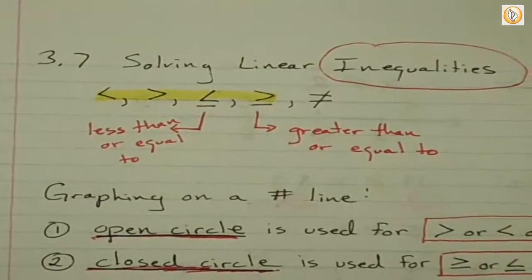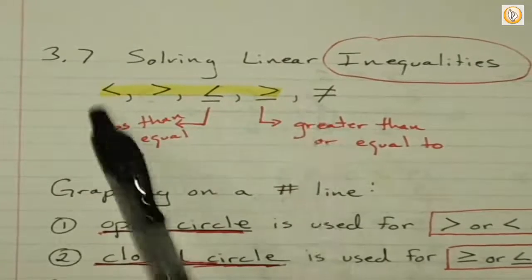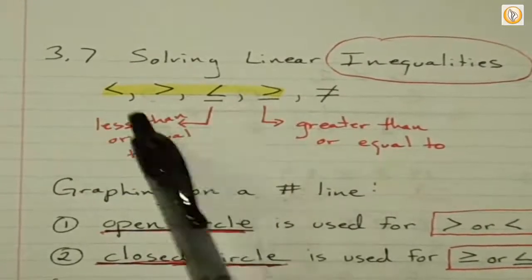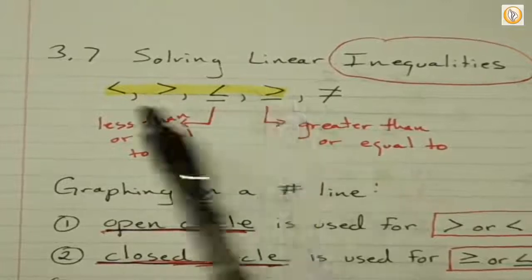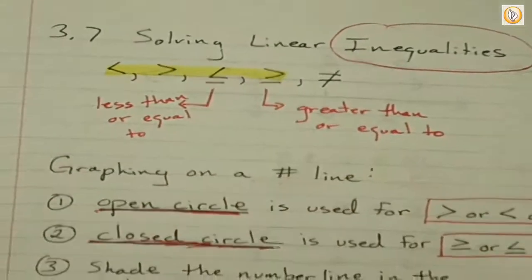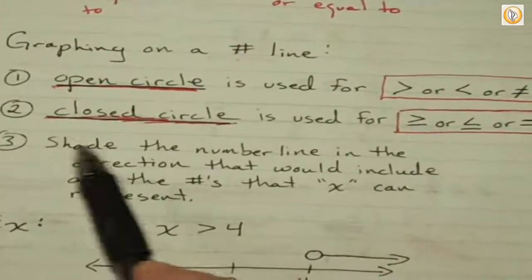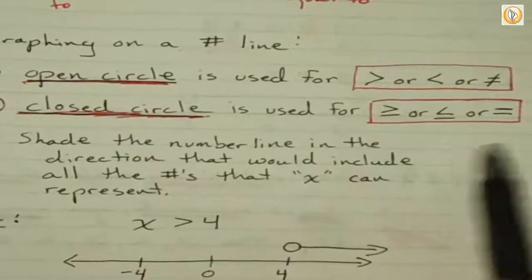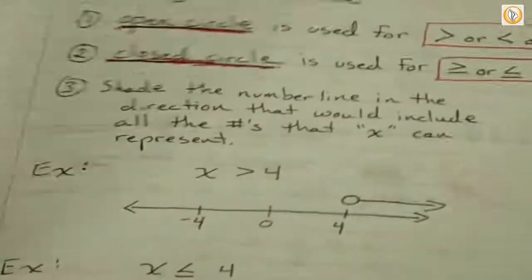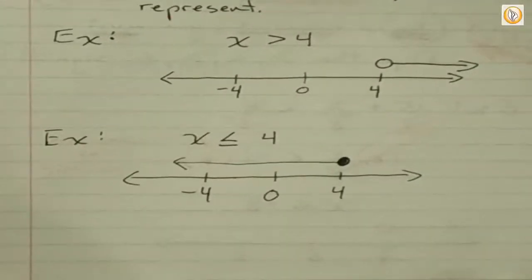3.7, solving linear inequalities. Recap. Inequalities. We're dealing with these. They are replacing that equal sign. Like we've been doing, solving for the variable. And now we're just dealing with this. Open circle for these signs, closed circle for these, and we talked yesterday about why that is. And we did some examples. Do we all remember this?